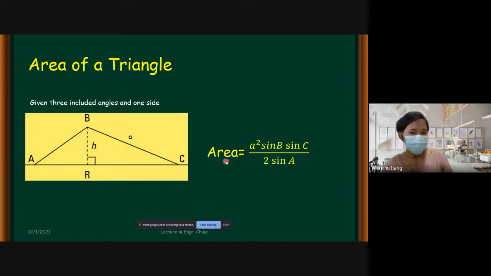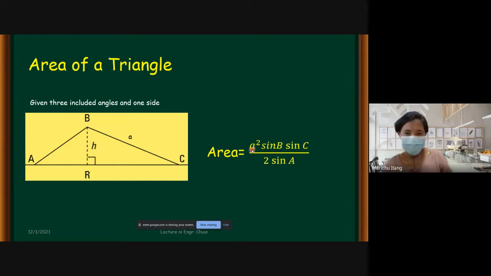So you can use this formula if you are given the included angle. Area is equal to A squared sine B sine C over 2 sine A. So para mas madali familiarization formula. If this is A squared, you square the given side, and then whatever is A, what is opposite to this one? This is written at the denominator.